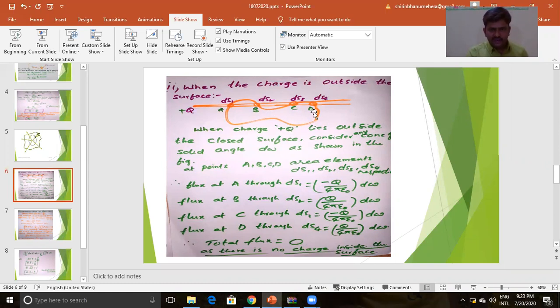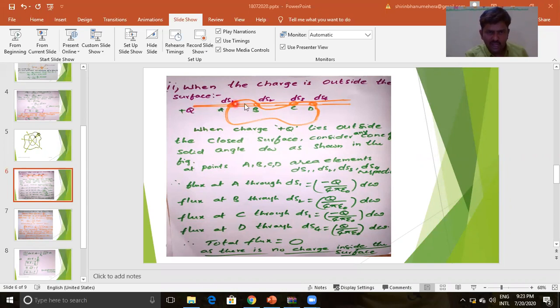Let me show you what I am speaking about. This is the area, an arbitrary shape here also. Now the charge Q is here. We need to calculate the electric flux coming out of this closed area. For that, I take a cone making an angle of d omega. Similarly, in the case of the charge inside, we took a cone making an angle of d omega.